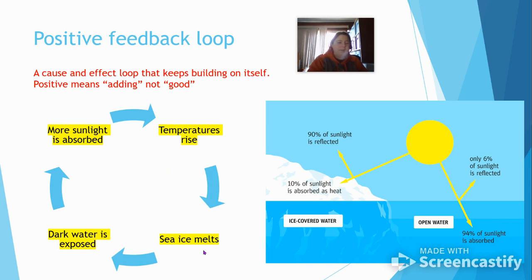When temperatures rise, the sea ice melts, which means more of that dark water is exposed, means more sunlight is absorbed, which means temperatures are going to rise because we absorbed more heat, which means more sea ice is going to melt and more dark water is going to be exposed. And you can see how this kind of just builds and builds on itself, getting more and more over time. So that is a positive feedback loop, the idea that it just keeps building and building, getting more and more, not necessarily getting better.